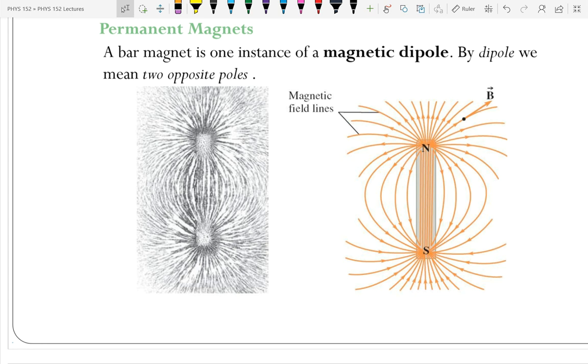So you can definitely see that you have the two poles, the two places where the lines are essentially coming out radially in this picture. We're a little bit above. You don't see the three-dimensionality to it.